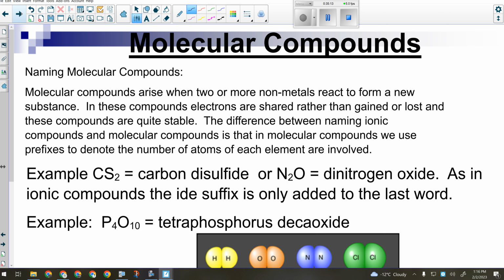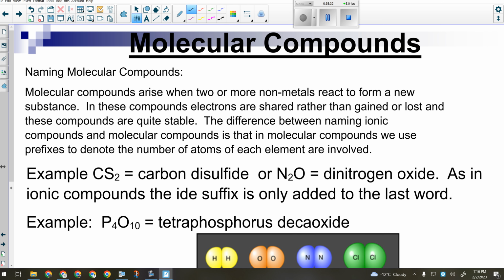Nitrogen and oxygen can go together in a variety of different ratios as long as they're whole numbers, okay? Because they're not trading the electrons and balancing charges, they're sharing them. And so that's why we have to have the prefixes in a molecular compound. So you'll see the dis and tris and all of that stuff in the names for molecular compounds.